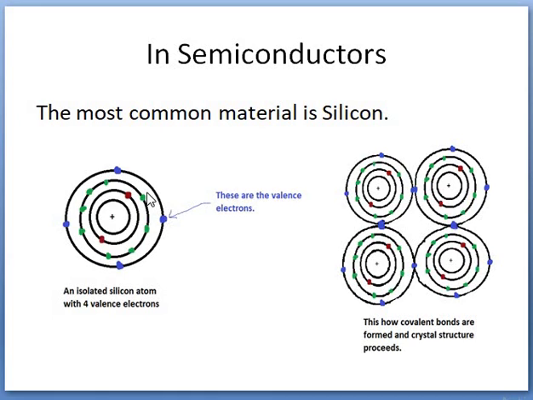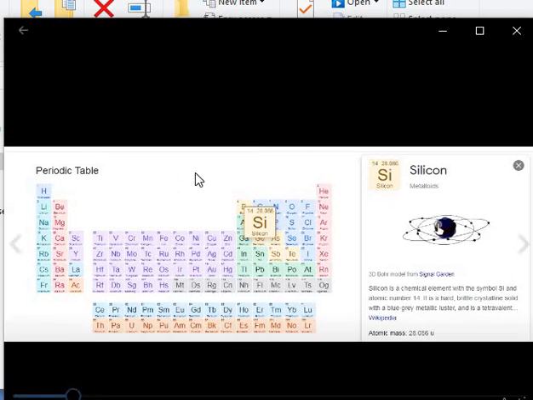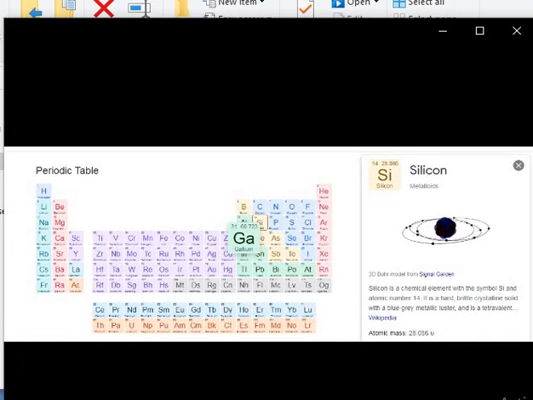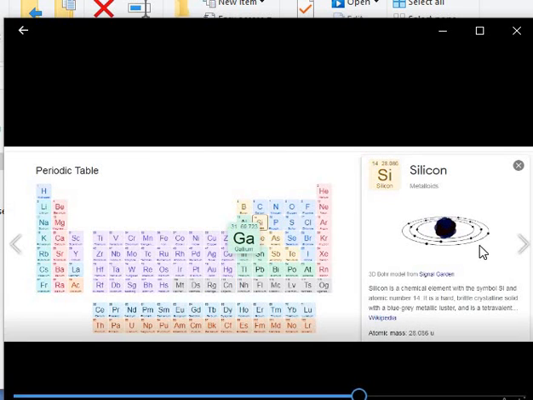And these four electrons combine with the adjacent atoms like this. This is how covalent bonds are formed between the adjacent atoms, and a crystal structure is formed. The crystal structure proceeds in this way. And if we recall the periodic table, silicon lies here in group 4. Germanium is also a popular semiconductor material. Then we have several compound semiconductor materials which are formed using trivalent and pentavalent elements. I'll mention that later on. But here let's just focus on silicon.